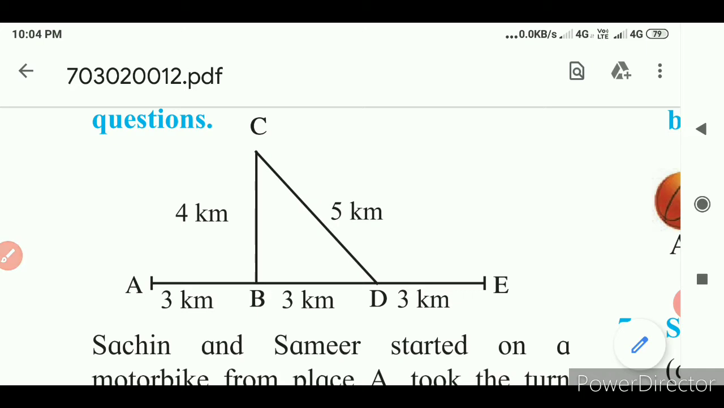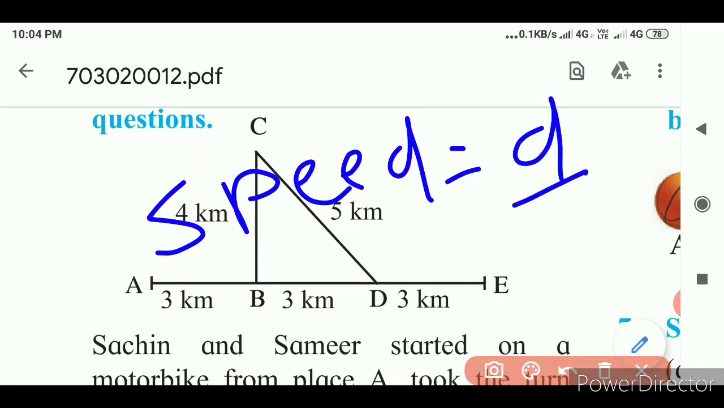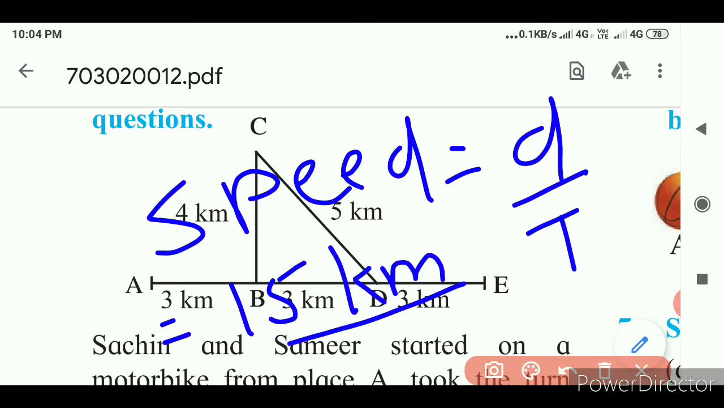Now, what is the speed? We know the formula of speed. Speed is equal to distance upon time. What is the distance? They cover a distance of 15 km and the time is 1 hour. So their speed is 15 km per hour.